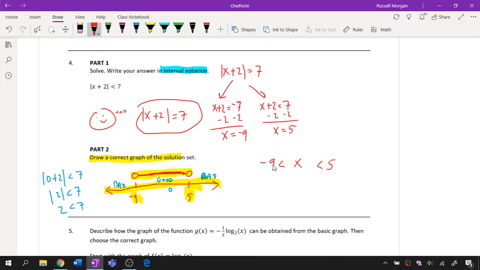This is unfortunately inequality notation. We want interval notation, and that would just look like this. Parentheses, because they are not equal to, and we have our lowest limit and then our upper limit for this interval. So that is the official interval notation for this answer. Let's continue on.